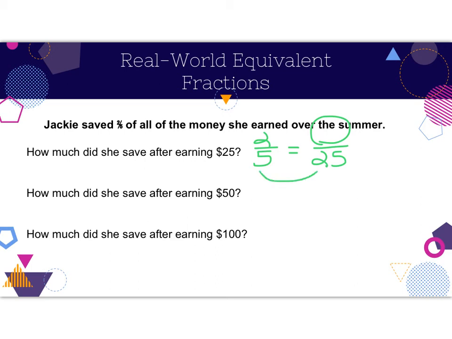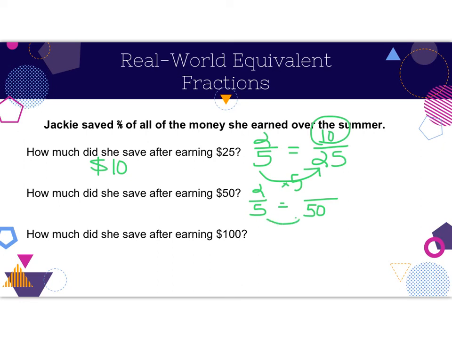What do we multiply 5 by to get 25? Well, 5. If we multiply the bottom by 5, we do the same exact thing to the top. 2 times 5 is 10. So after earning $25, Jackie saved $10. How much did she save after earning $50? Well, we'll start with that original fraction of 2/5, except now we're going to find the fraction that's equivalent to that in 50ths because she earned $50.